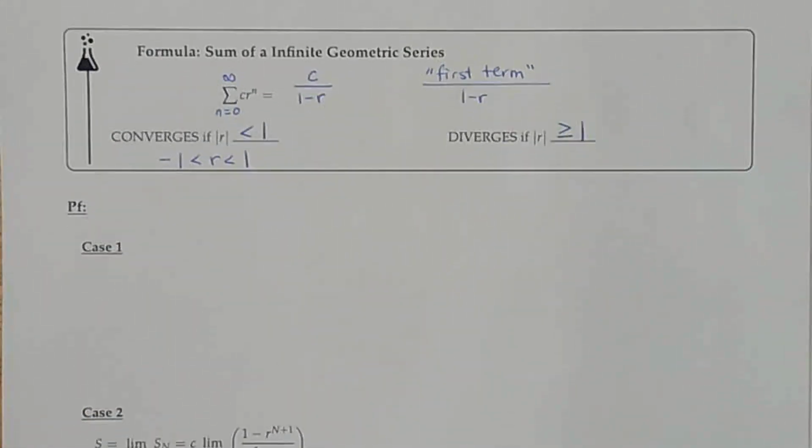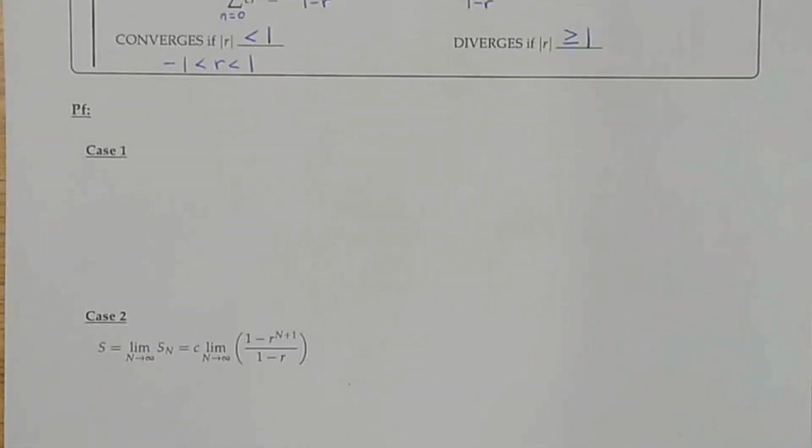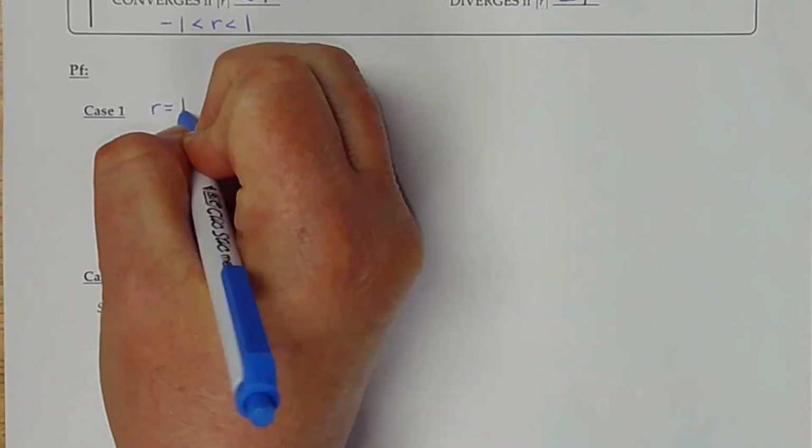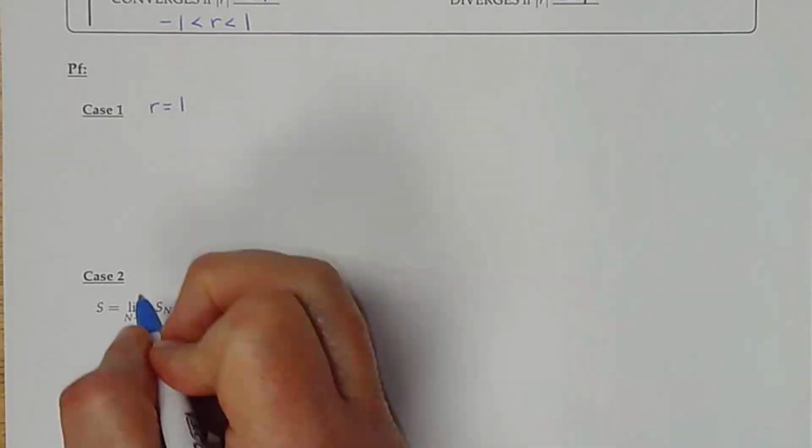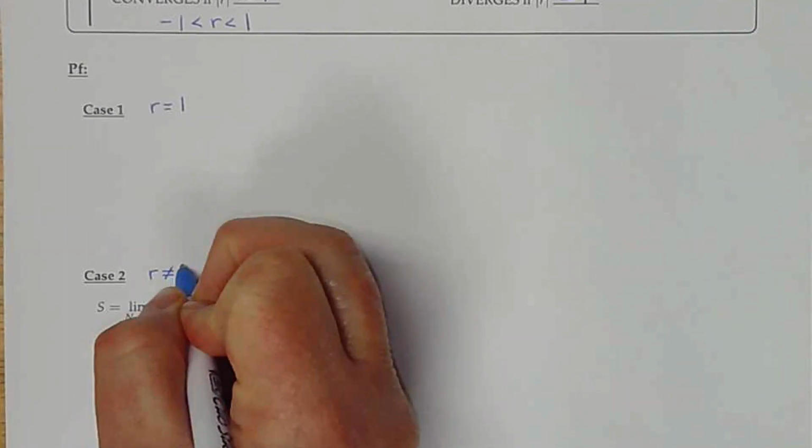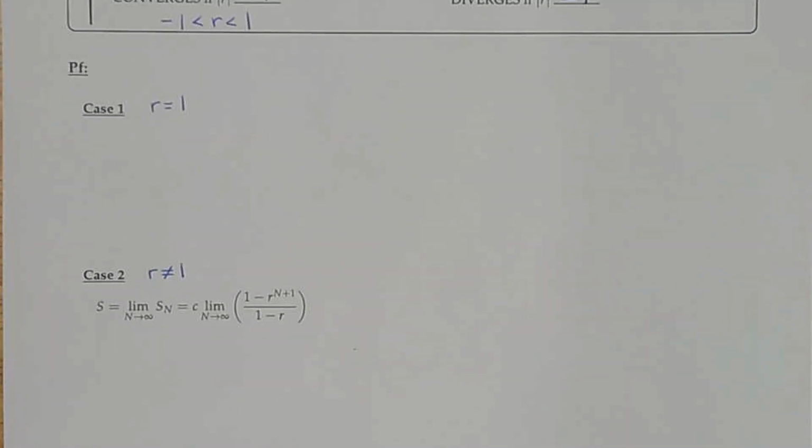The proof for this, we're going to split into two cases. So case 1, I'm going to look at r equal to 1. And for case 2, I'm going to look at r is not equal to 1. That covers all the possibilities. r is either 1 or it's not 1.